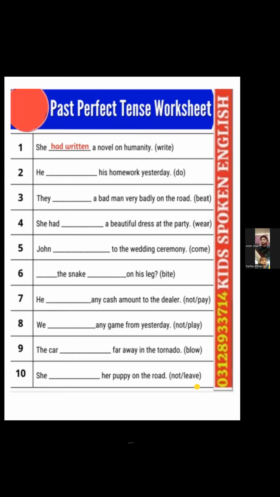He did his homework yesterday. Do is the word. He had done his homework yesterday. Perfect. Really well done, Saad Ali. Thank you, ma'am. Oh, welcome, dear. Okay, let's move on towards Hafsa. Hafsa, are you there?